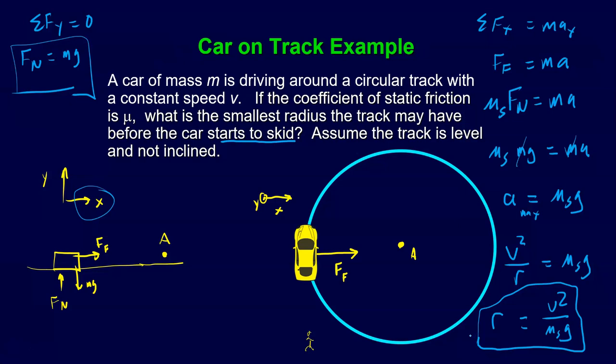Now, in discussion this week, you'll do a question where they incline the track. This is what they do for race cars and stuff. And so you'll be able to adjust that radius a little bit by using some sort of an incline. So we didn't do that here. We did a simpler case. Okay.